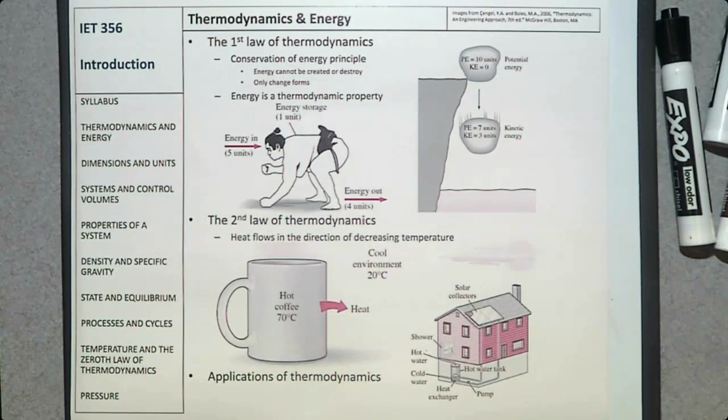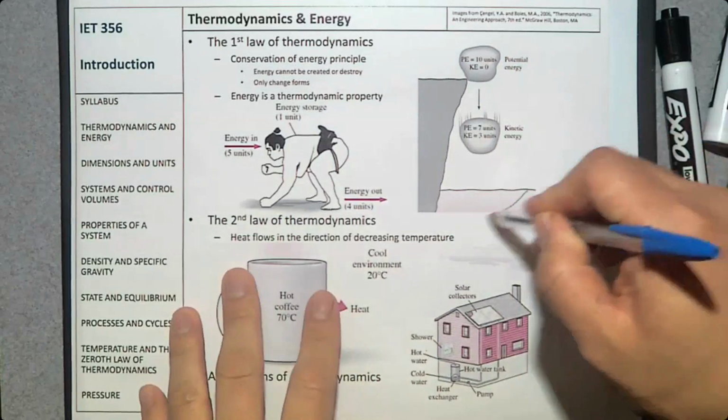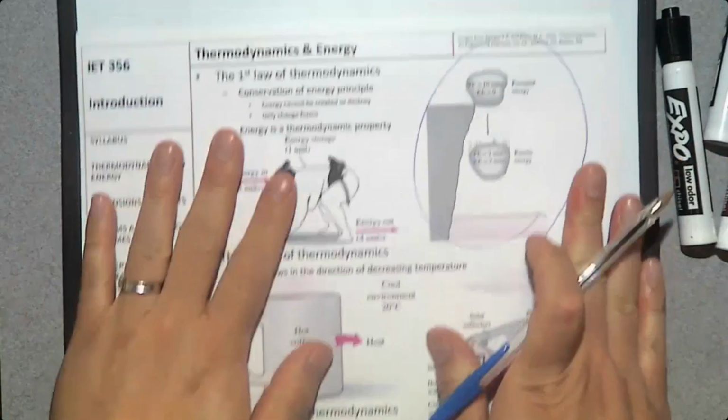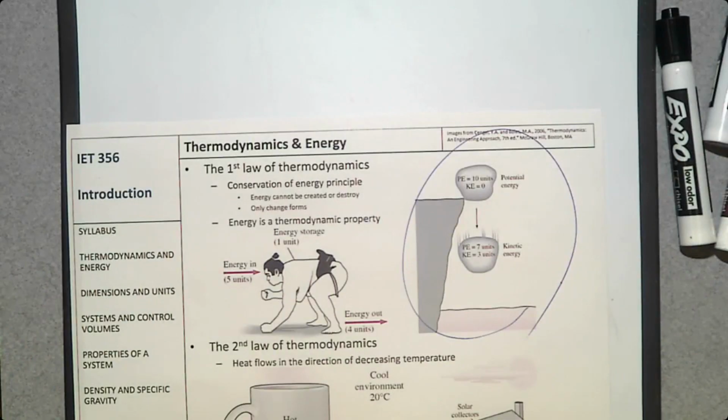If you look at this example on the right-hand side, there is a rock on top of this cliff. And let's assume that the potential energy is 10 units. The potential energy is the energy associated with gravity. So if you climb up Mount Everest, that means that your potential energy goes up. If you jump down, do not jump, but if you do, the potential energy goes down. If you go to the second floor, your potential energy goes up. If you come down to the first floor, the potential energy goes down.